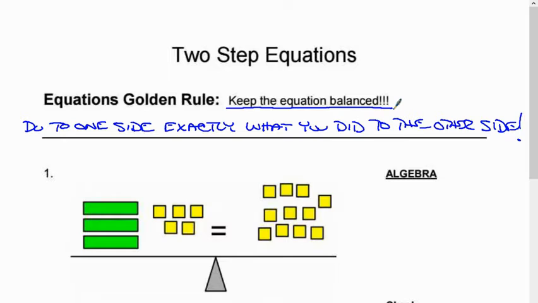So if you add on one side of the equation, add the same amount on the other side. If you divide on one side of the equation, divide by the same amount on the other side. Remember to keep your equation balanced.